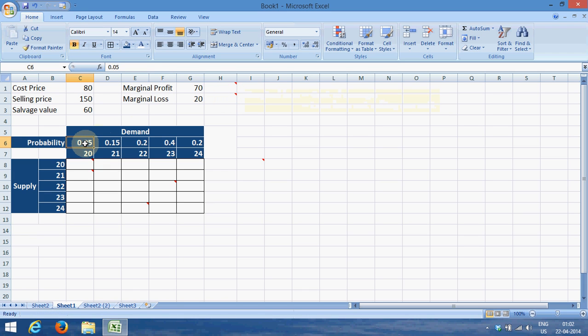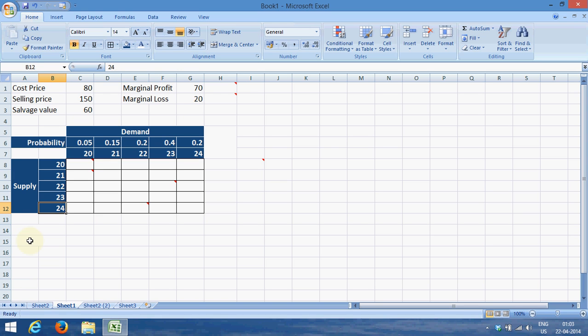For this problem, we will assume a discrete demand. The demand would vary between 20 to 24 units with these given probabilities. So what we have here is, for example, that there is a 15% chance that the demand would be 21 units. There is a 40% chance that the demand would be 23 units, and so on. So since the demand is varying between 20 and 24, the supply or the inventory would also vary between 20 to 24. Our task is to decide the value of inventory which would maximize our total profit.